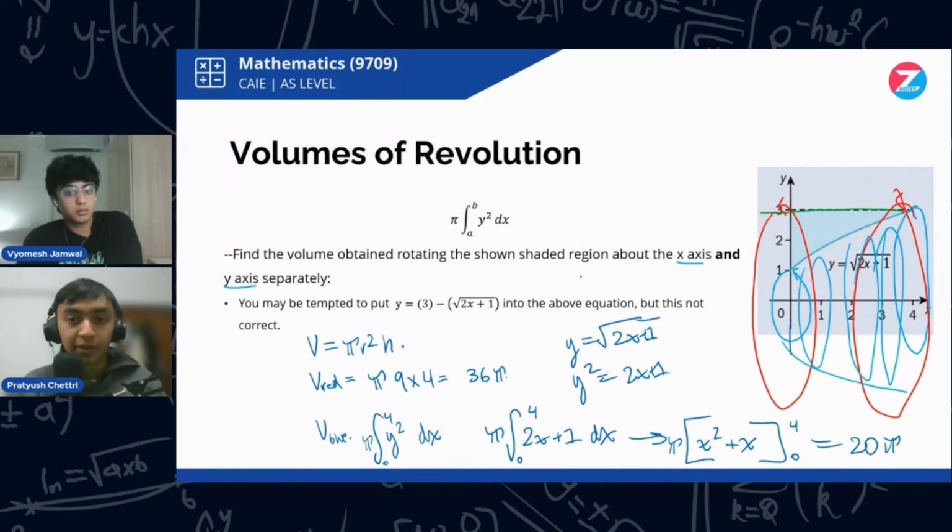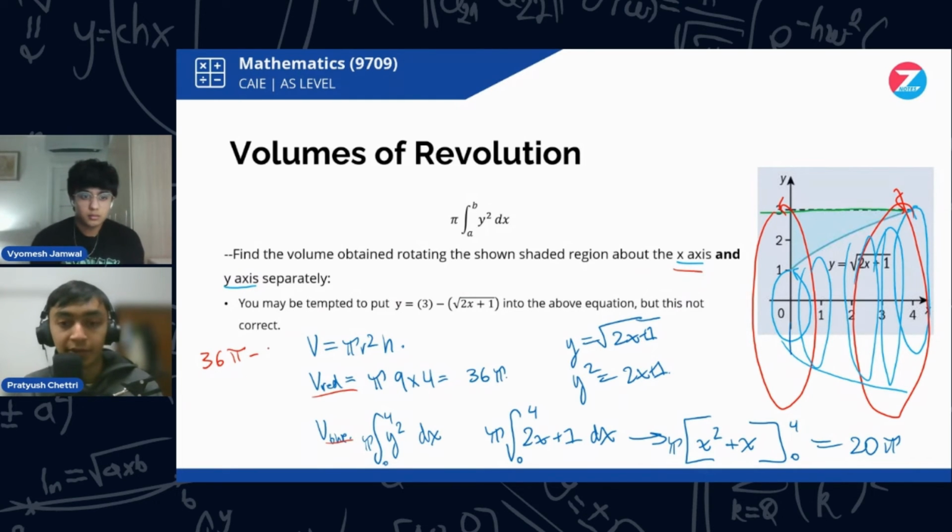So for about the x-axis, it's going to be volume of red minus volume of blue. So 36 pi, red cylinder, minus blue cylinder, 20 pi. Volume is 36 minus 20, 16 pi.